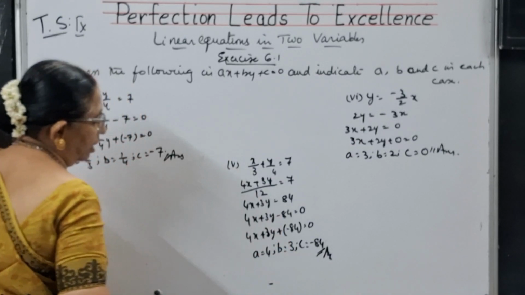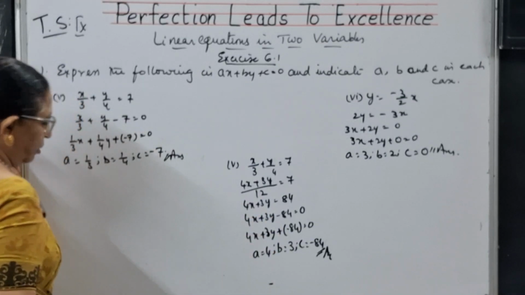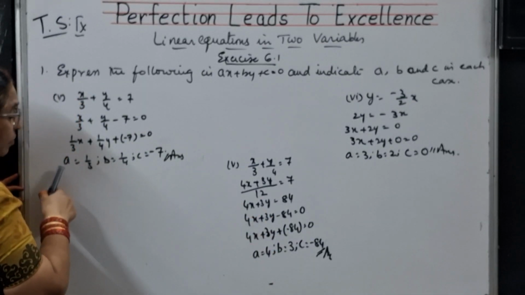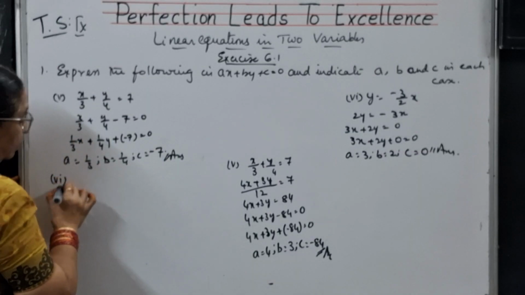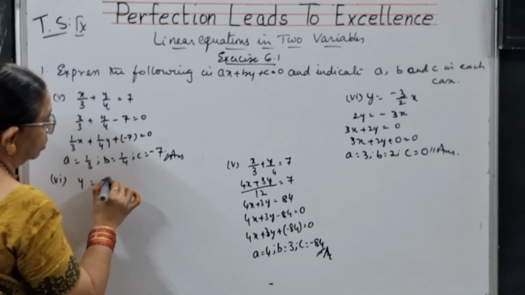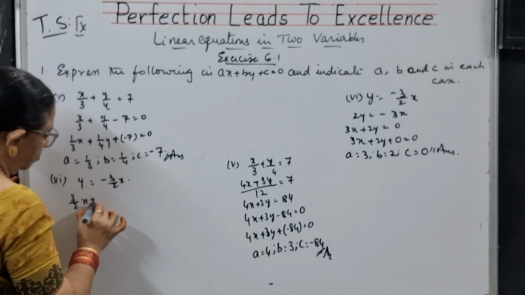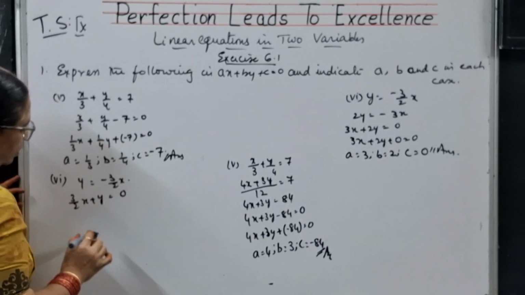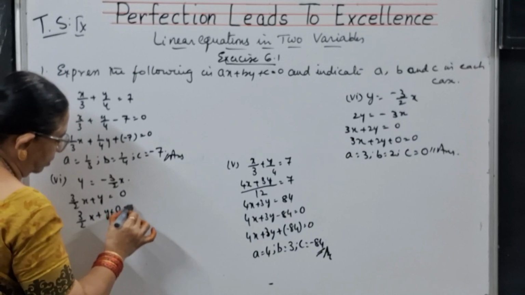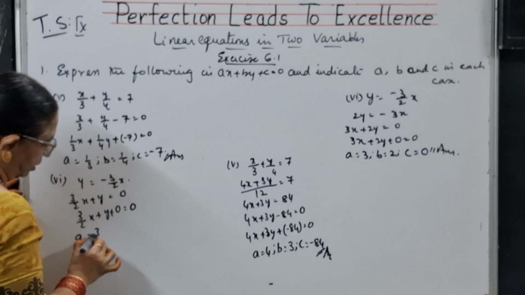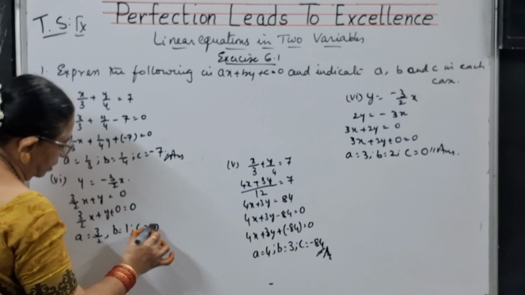So, you understand this. This is taking LCM. We made it in the form of ax plus by plus c is equal to 0. Otherwise, directly by taking the values, you will be getting this. So let me do like that for the sixth one also. y is equal to minus 3 by 2x is there. That means 3 by 2x plus y is equal to 0. There is no c, so 3 by 2x plus y plus 0 is equal to 0. So a is taken as 3 by 2, b is taken as 1, c is taken as 0.